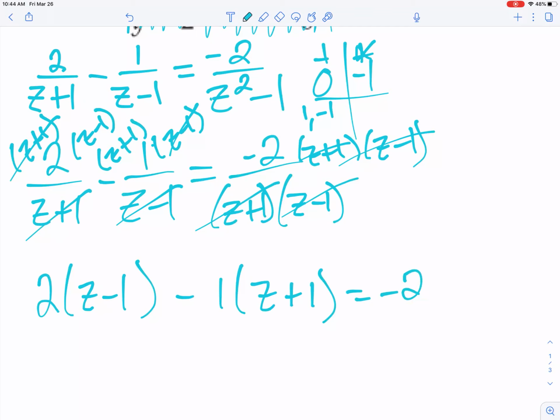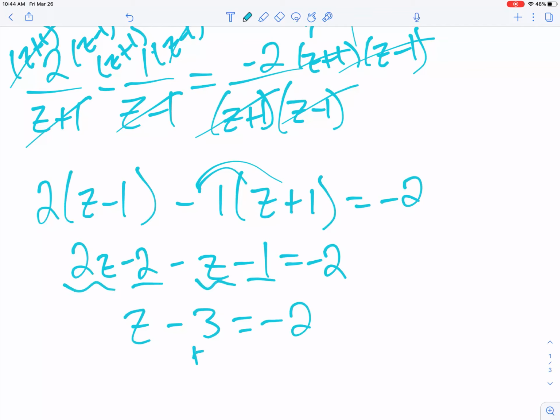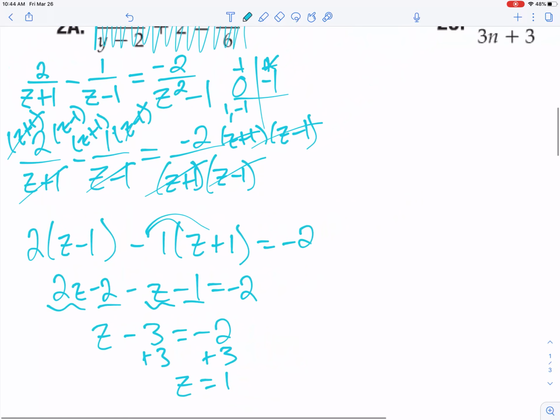Okay, so then I'm going to distribute, and I get 2z minus 2 minus z. I'm distributing in that -1, right? It'd be -z and -1. Okay, and so now I have z minus 3 equals -2 because I'm combining like terms here. So if I add 3, z equals 1. Okay? So that was kind of the weird thing on that one.